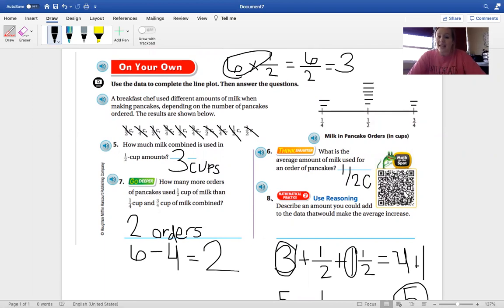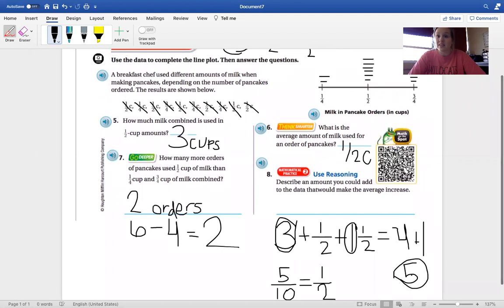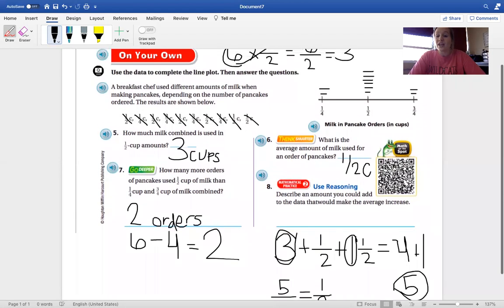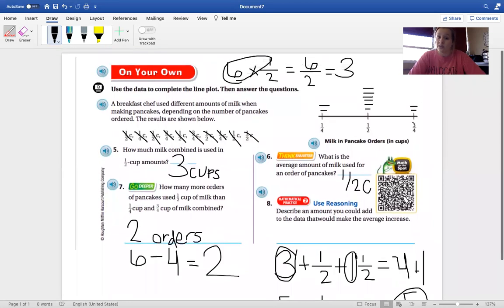Question 8 asks us what amount we could use that would increase the average of our data. Well, the bigger this 5 would have been, the bigger our average would have been, which means we could have added another 3/4, right? And that would have made our 5 larger, and it would have made our average increase. We could have also added a higher number than 3/4 if he would have used 1 full cup. That would have helped our average increase.